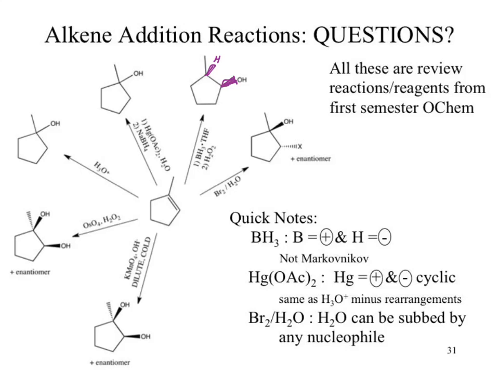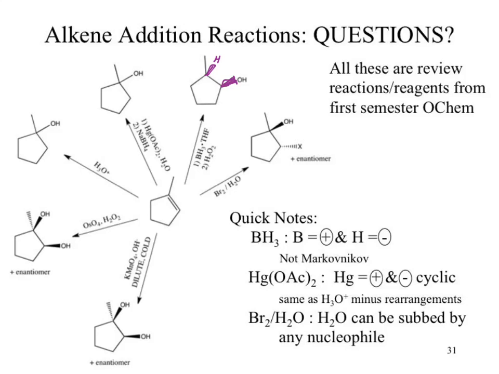Quick notes. That's just kind of the overall summary of what things act as. So in our BH3, boron acts as the positive, our hydrogen acts as the negative. That's the interesting reaction because we get the non-Markovnikov result. The OH, or our hydrogen, goes to the most substituted as opposed to the least substituted.